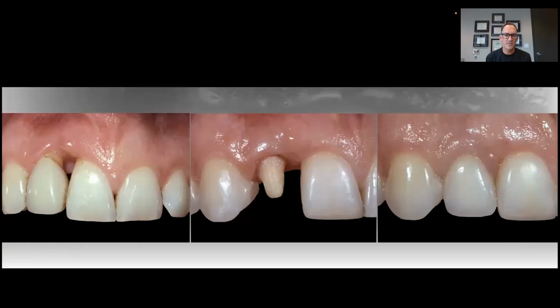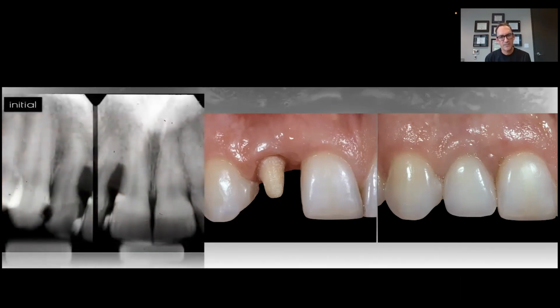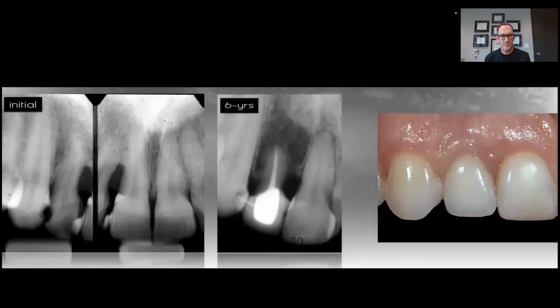So the question is, given how small that root was, how long did this last? So here it is initially, then they did the eruption and then they restored it. And here she is, and it's 6 years, it's still there. Now, at 6 years, I'm in the practice and I see her and she says, you're going to take the wire out. And I said, I don't think so. I said, I think Dr. Spear wants that wire in there in case the tooth is a little mobile because the root's so small.